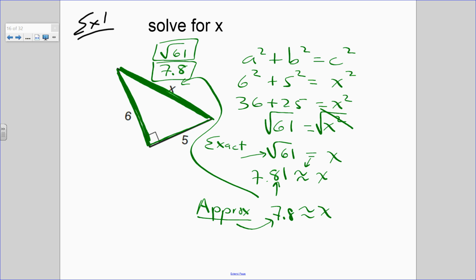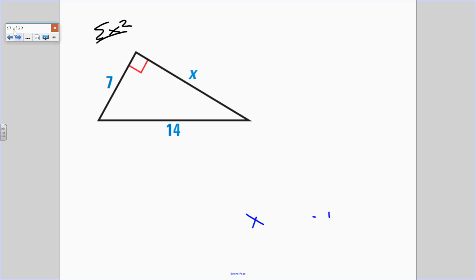Let's try example 2. Example 2, go and copy this one down. So we have exact answers and approximate answers. That's the moral of the story right now. Exact answers and approximate answers. Here's example 2.